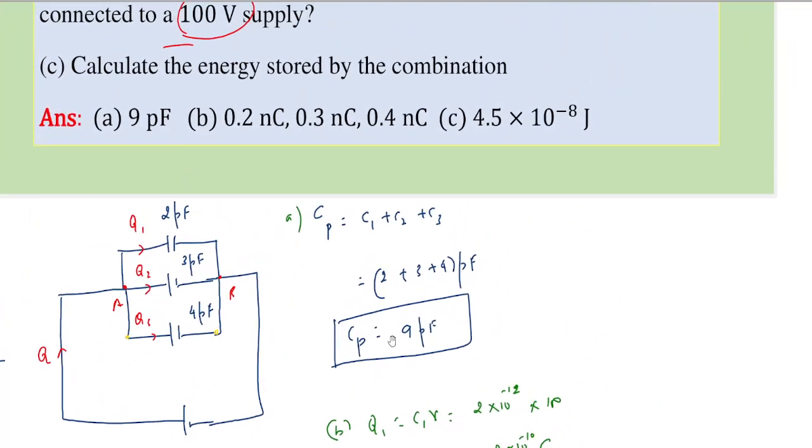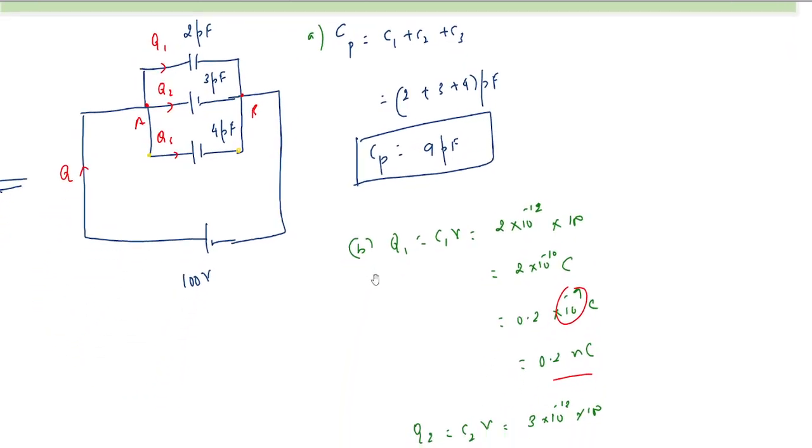Third part is, calculate the energy stored by the combination. Again here, you know the equivalent capacitance, you know the voltage, so we can do it directly also using the formula.